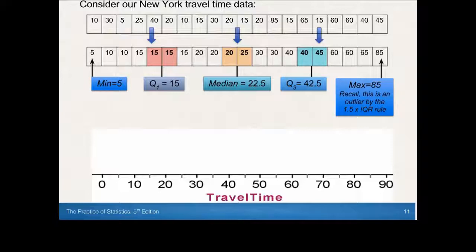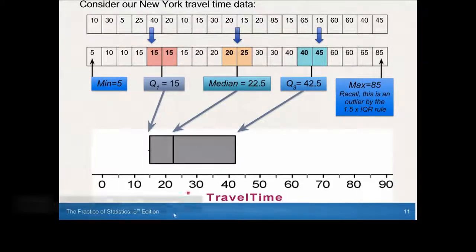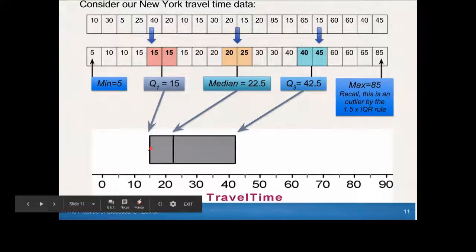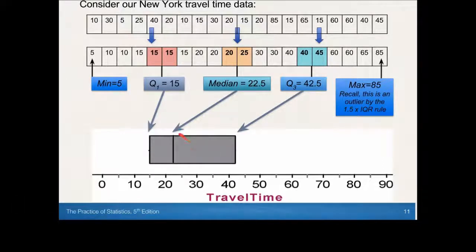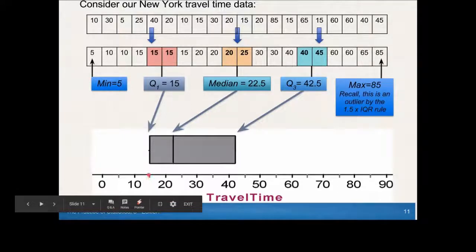Okay, so now we're going to build this box plot. Maybe you remember this from earlier math. We're going to put the first quartile as the left side of the box. The right side of the box is the third quartile, and then there's a line in the middle. Notice that they are strategically placed so that 15 is right above 15 on the number line. 22.5 is there, and 42.5 is there.